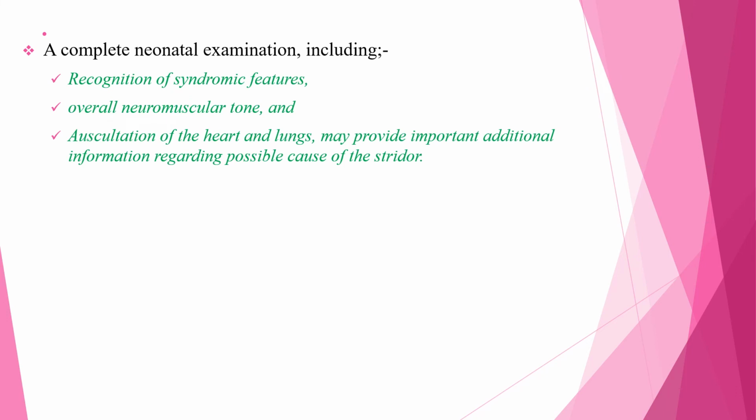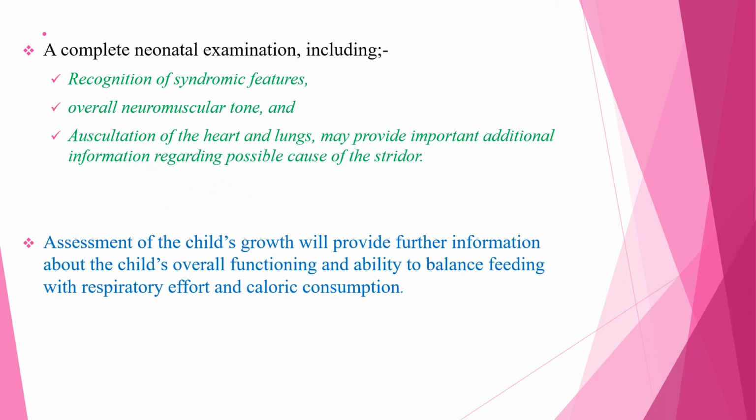A complete neonatal examination, including recognition of syndromic features, overall neuromuscular tone, and auscultation of the heart and the lung, may provide important additional information regarding possible cause of stridor. Assessment of the child's growth will provide further information about the child's overall functioning and ability to balance feeding with respiratory effort and caloric consumption.